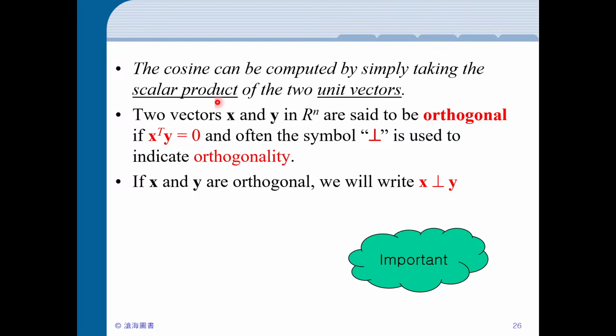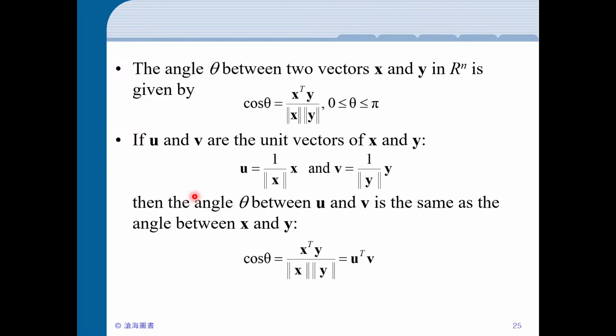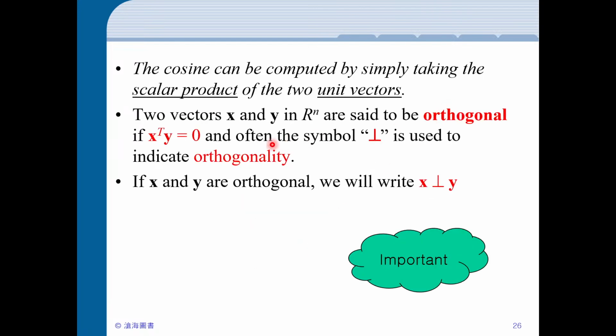So the inner product tells us how to calculate the angle between two vectors. Just like in R2 and R3, we extend this to Rn. The inner product between two unit vectors gives the cosine of the angle between your vectors. A special case is theta equal to pi over 2. That's when the two vectors are orthogonal, and that's when the inner product between the two vectors equals 0.